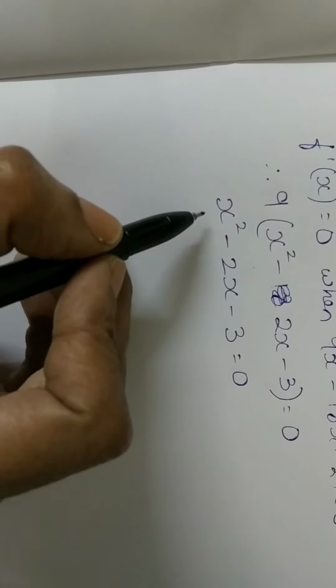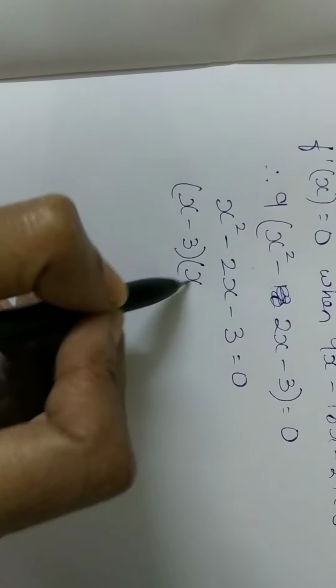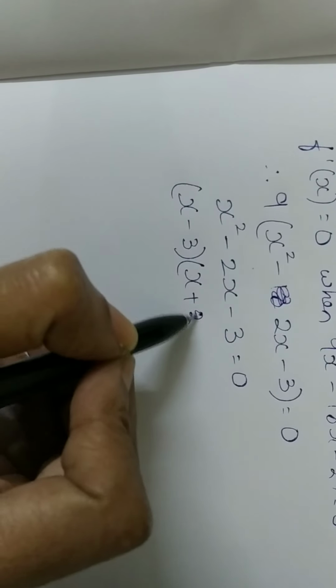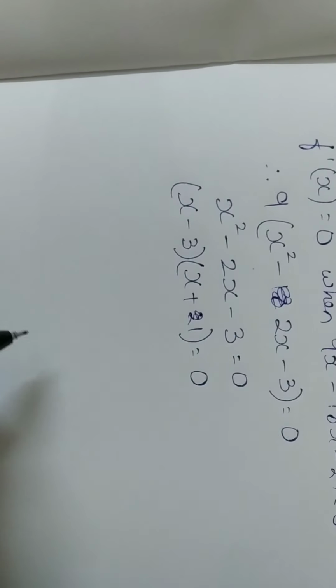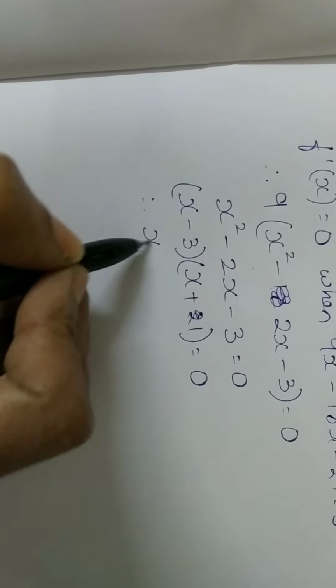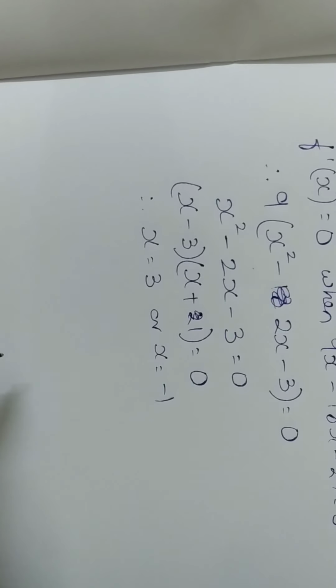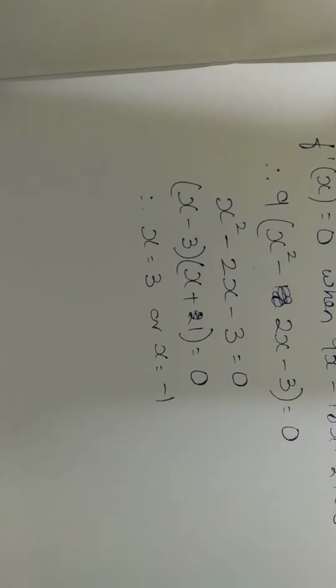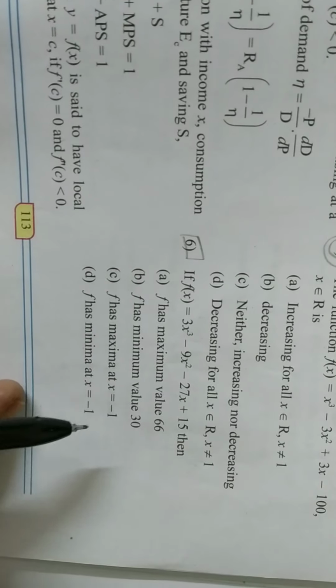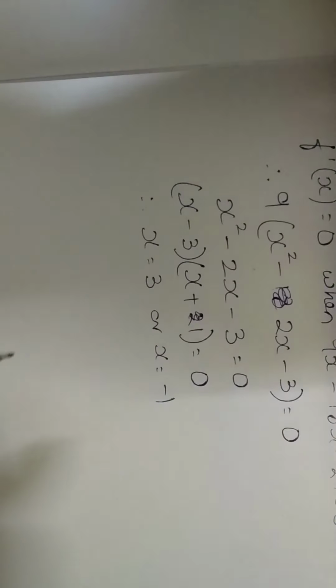Now solving it by splitting the middle term, we are going to get (x minus 3)(x plus 1) is equal to 0. Solving both the brackets, we get x is equal to 3 or x is equal to minus 1. Now in the question, if you remember, they have asked the answer for x is equal to minus 1. So let us check this out. Maybe our sum will become shorter then.